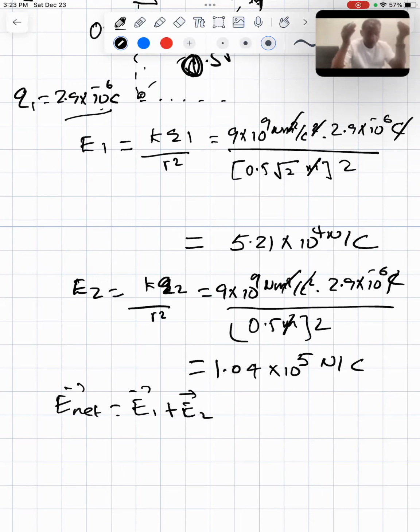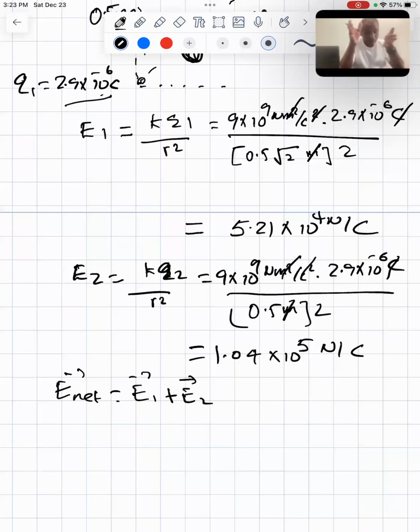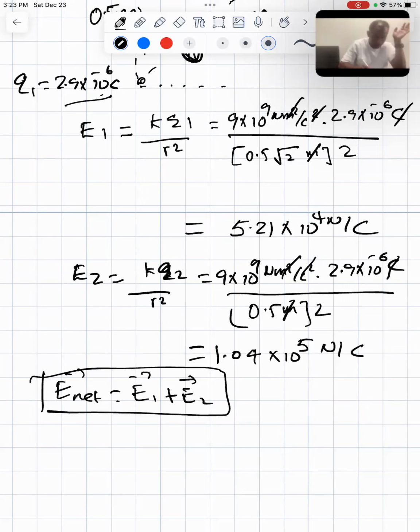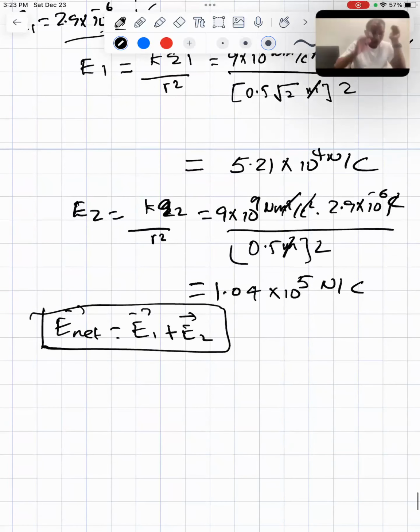How can we add these vectors? First, you have to get the X and Y component of each vector. First, get the X, add the X component of each vector together. Add the Y component of each vector. Let me show you. You cannot directly add like numbers, so you have to add vectorially.